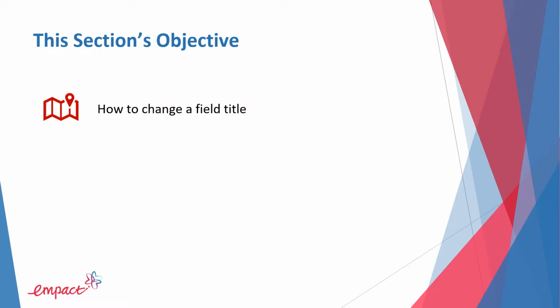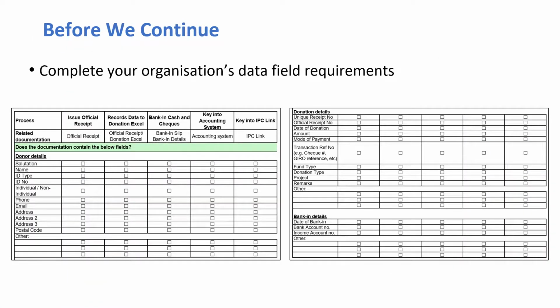In this section, we will be covering how to change the field titles. Now that you know which fields can or cannot be changed, we will next learn how to change the editable fields. Before we proceed, it is recommended that you have the data field sheet consolidating your organization data fields requirement. From this worksheet, determine which fields are the most required by your organization but are not in Kaching yet. These will become your customized fields.